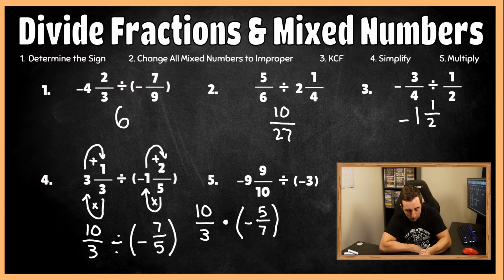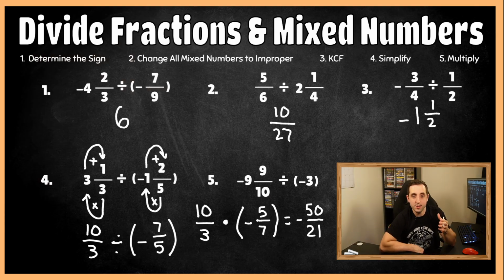And now we just want to multiply across. So 10 times 5 is going to give us 50. And 3 times 7 is going to give us 21, and we're left with a scenario once again where it's going to be an improper fraction. So how many times does 21 fit into 50 without going over? Well, it fits 2 times, so we're going to put a 2 out front. We just want to make sure that's still negative.